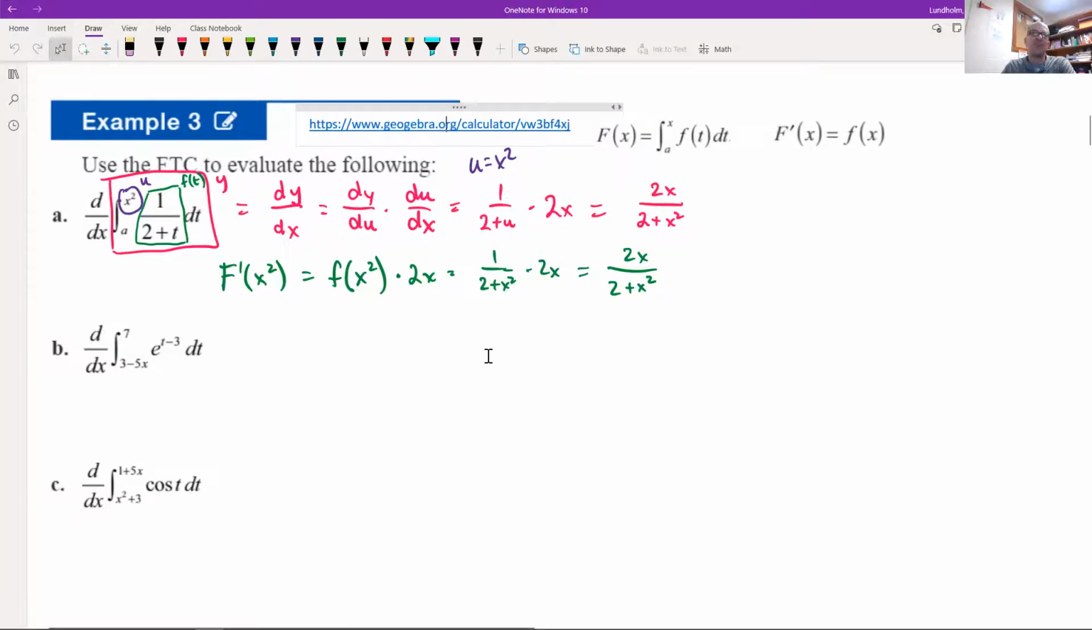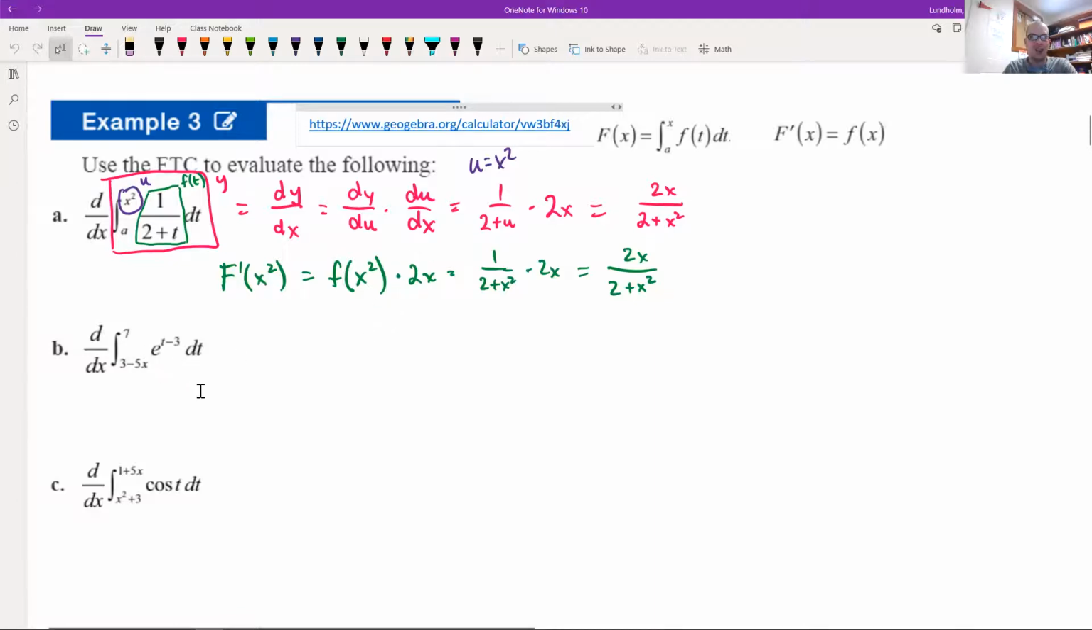So I know this looks weird, but we've got an inside function embedded in the area function. When we take this derivative, we need to do it according to the chain rule, which really just means plugging in x squared into the function in here, and then multiplying by the derivative of x squared.